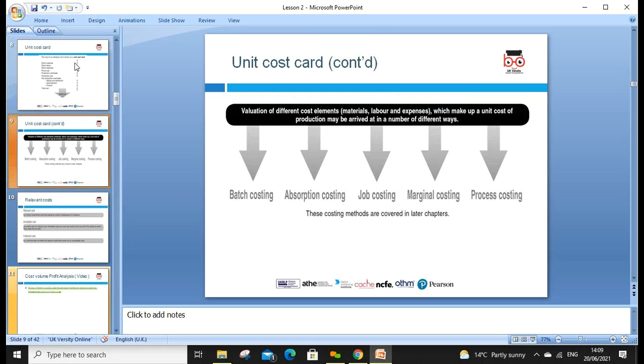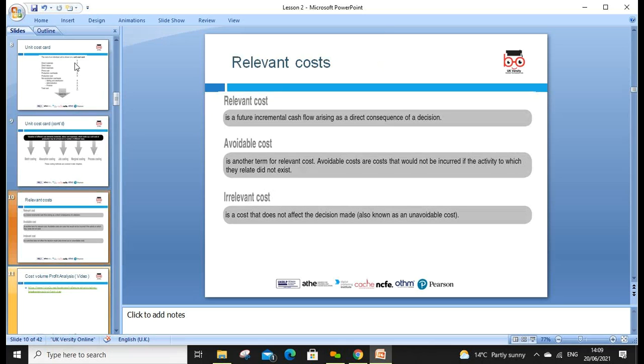Then you add non-production costs, though not directly used in the production department: selling, admin, and finance. Those are called total cost. The unit cost card is the valuation of the different cost elements, material, labor, and expense, which make up a unit cost. Production cost may be arrived at in a number of different ways: batch costing, absorption costing, job costing, marginal costing, and process costing. These costing methods are covered in later chapters and lessons, where we will explain them.